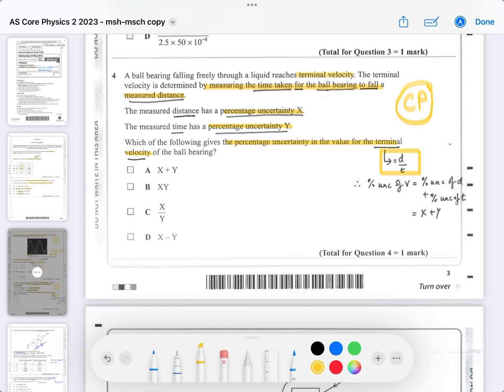So the distance brings its own percentage uncertainty, and the time brings its own percentage uncertainty. So to work out the percentage uncertainty of the velocity, you simply have to bring both percentages and add them together. Okay? Each value in the equation, each quantity brings its own percentage uncertainty. So the total percentage uncertainty would be x added to y, because they're both percentages, and therefore the answer is A.